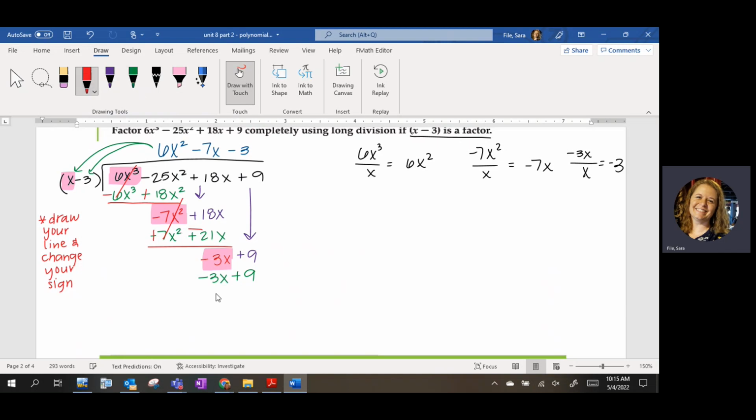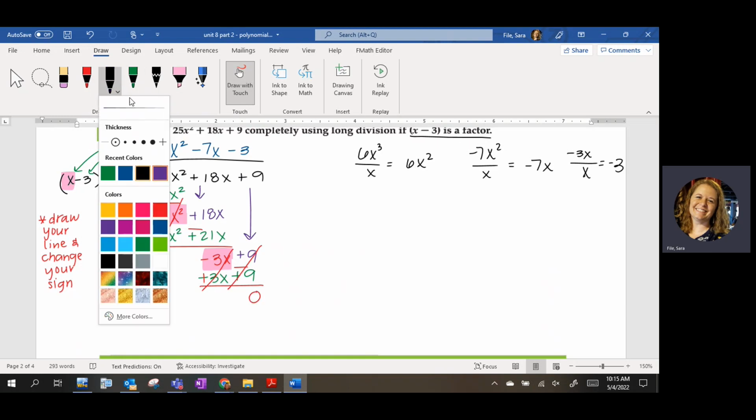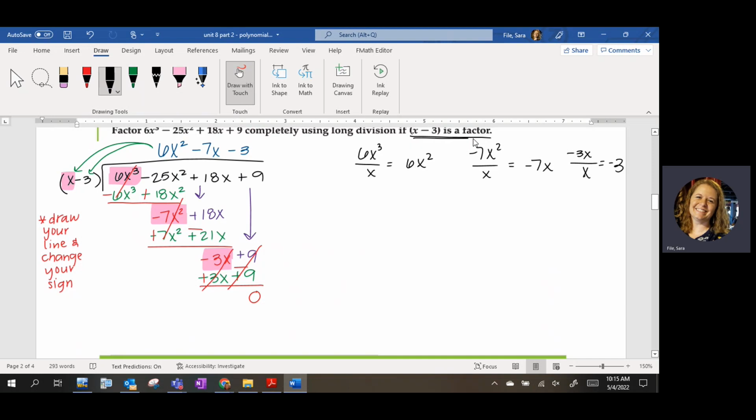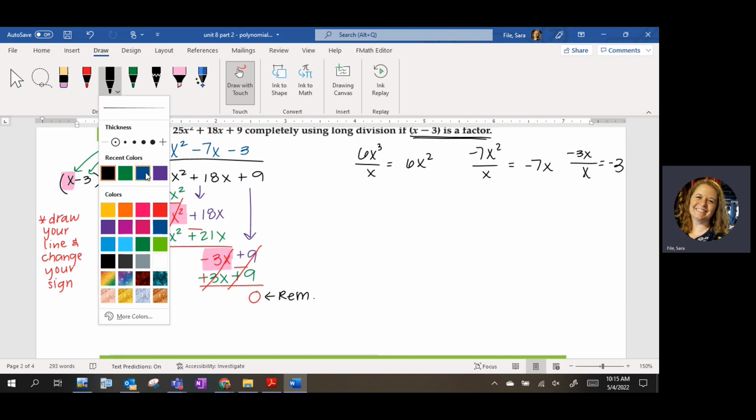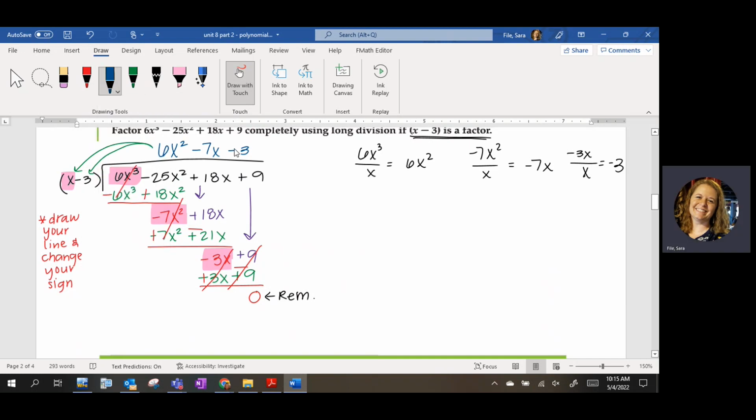And I draw my line and change my sign. So this time both of those cancel. It's a remainder of 0, which we said at the very beginning, because they told us it is a factor. We knew we should get a 0 remainder, right? So that's good. That means that we did it correctly. So that means that my quotient is what's on top here. So 6x squared minus 7x minus 3.